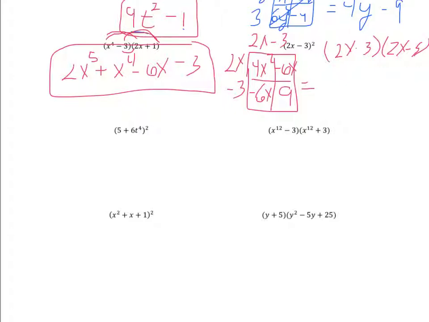So here, these don't cancel. We're going to add those together. So writing this in descending order, we have a 4x squared minus 12x plus 9, and that's that one right there.